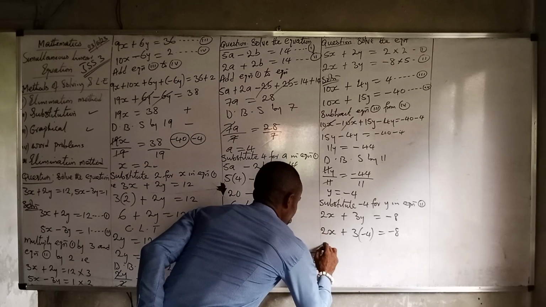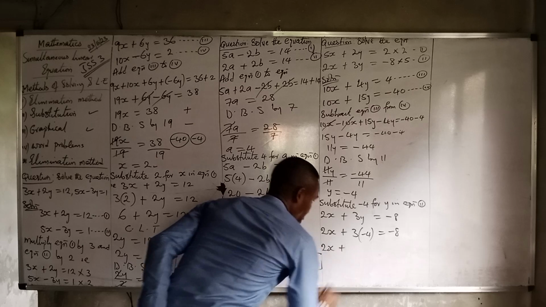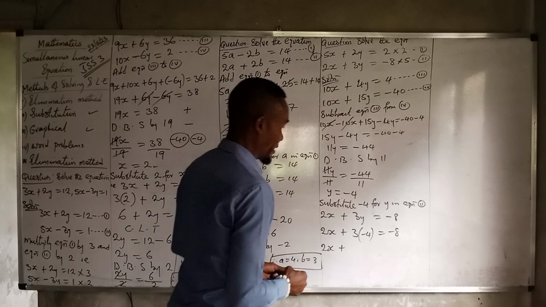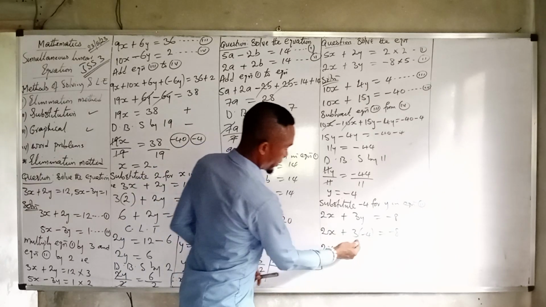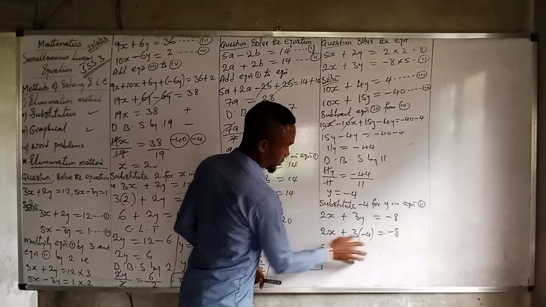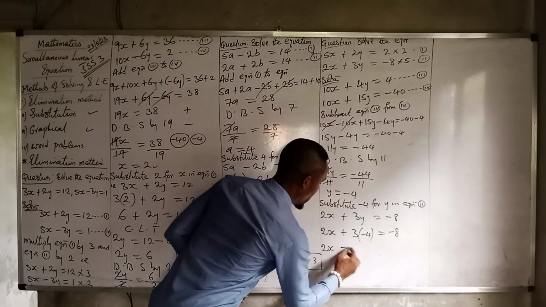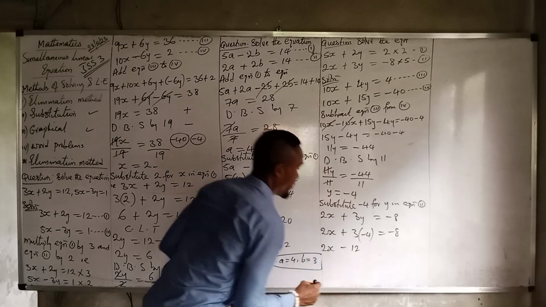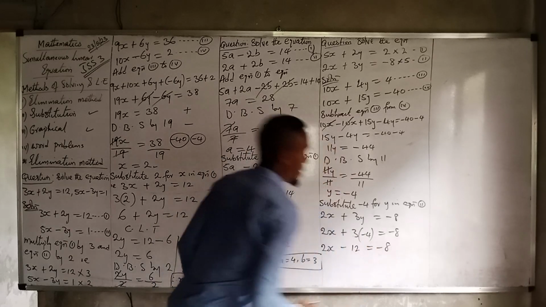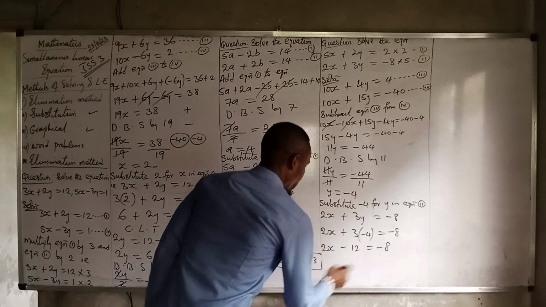I have 2x plus, first, I have to remove this bracket. This is plus 3, this is minus 4. Plus times minus gives minus. 3 times 4 gives 12. Equals minus 8. Do you understand me? What should I do here?